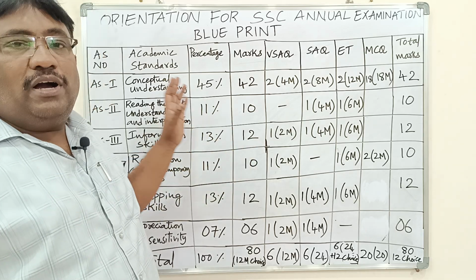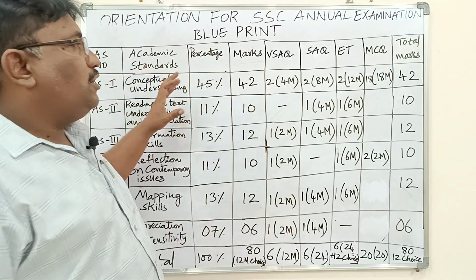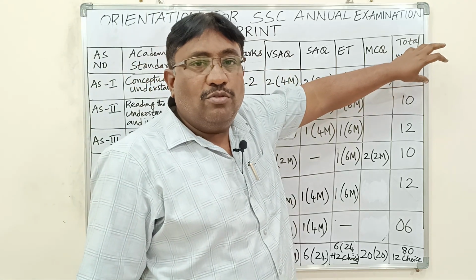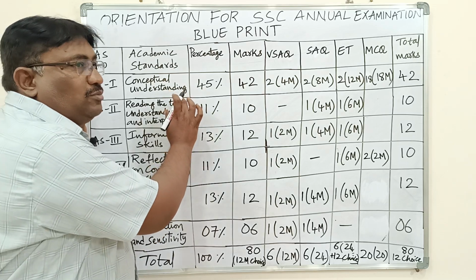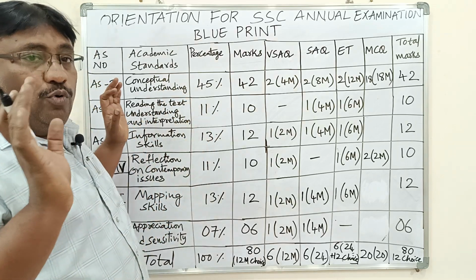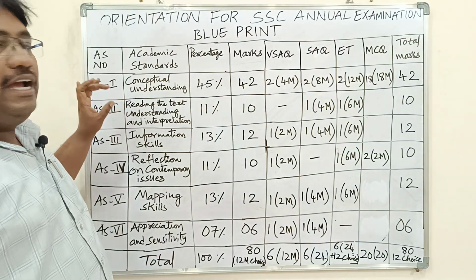This 42 marks is nothing but the game changer. As you know, the 42 marks can make you a hero or can make you a zero also. So focus more on this academic standard, as conceptual understanding will fetch you more marks. Next, coming to the second one: reading the text, understanding and interpretation.